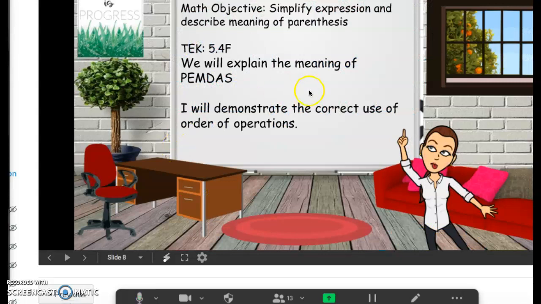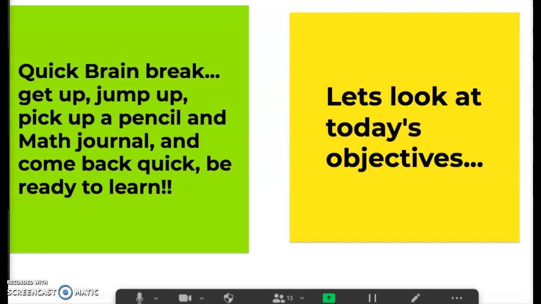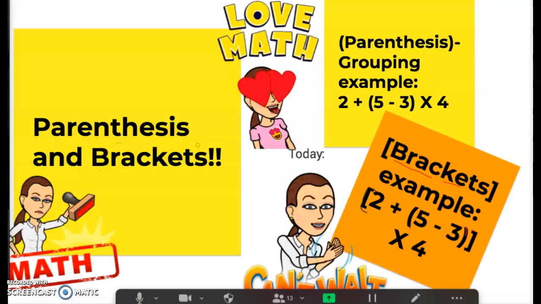All right. Our objectives for today: we will explain the meaning of PEMDAS and I will demonstrate the order of operations, which means you're going to be able to say why we use PEMDAS, and then you're also going to be able to use PEMDAS, which is the order of operations, to solve your problems. I will do a quick review with you before I ask you to go into your breakout rooms to complete these tasks.